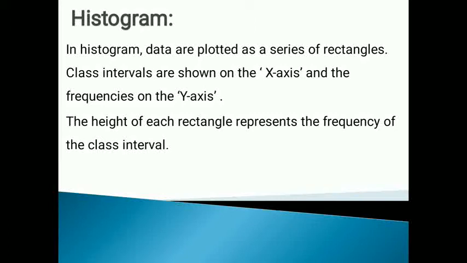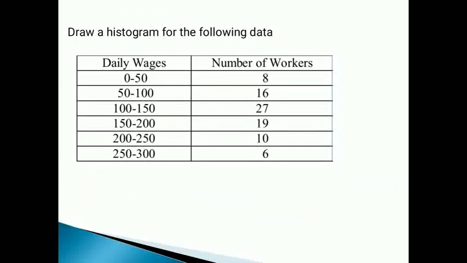So let's take one example to draw a histogram. Draw a histogram for the following data. Here we are given some data, in which the first column, the classes, denotes daily wages and the second column denotes the number of workers for each class. Our first class is 0 to 50. In that class, 8 workers are included.